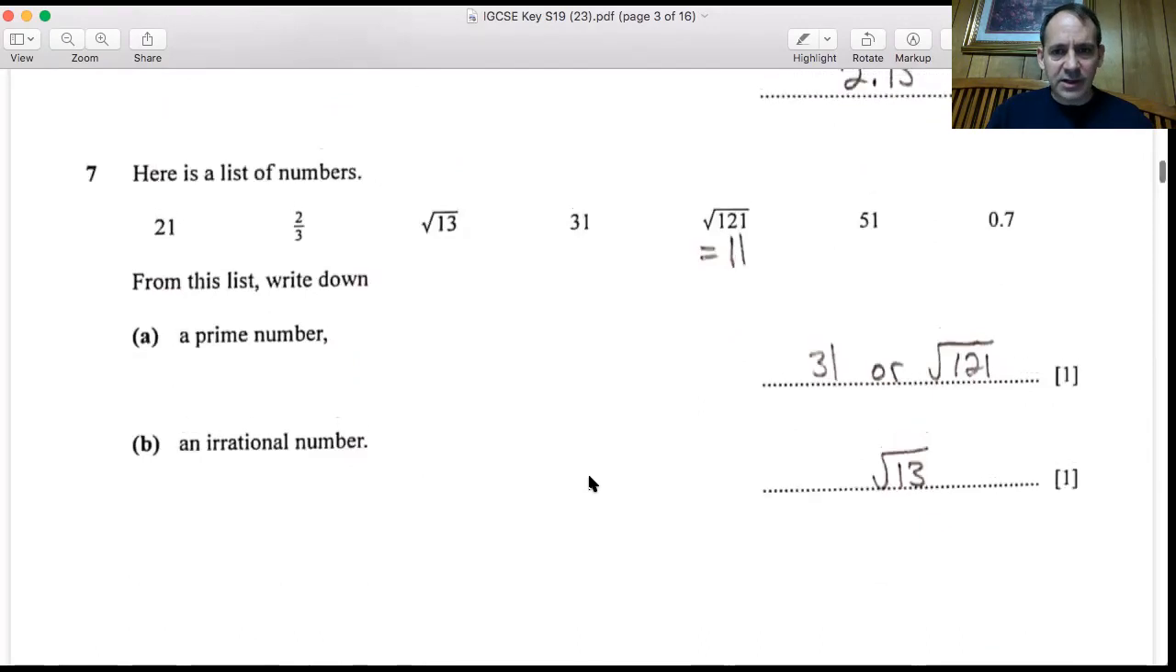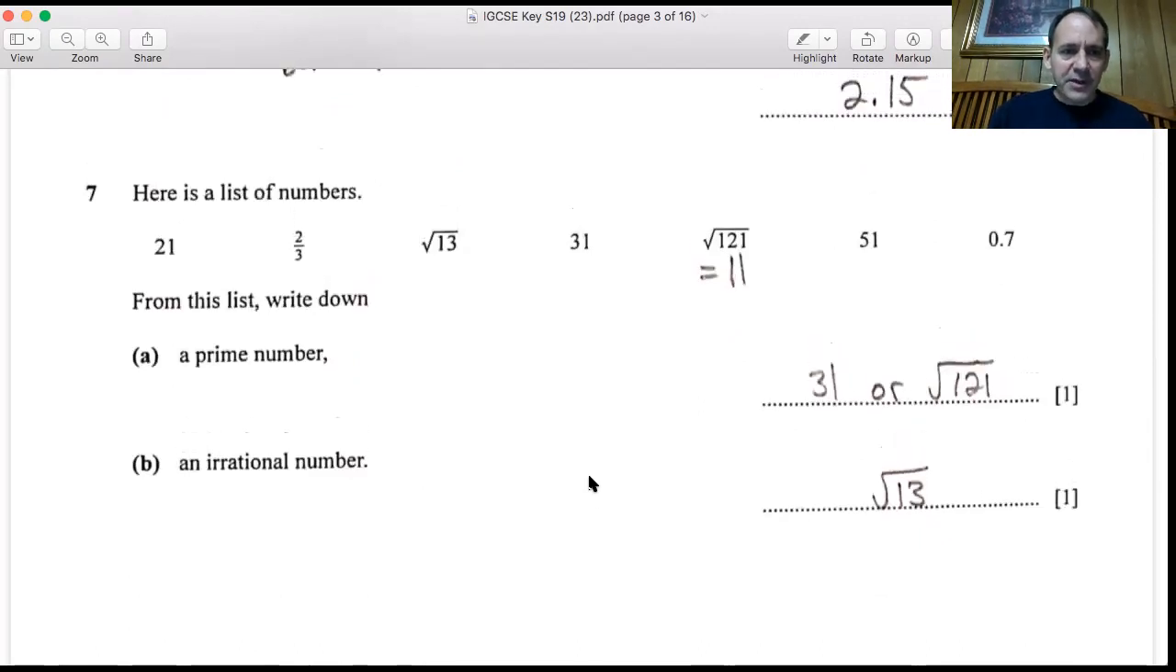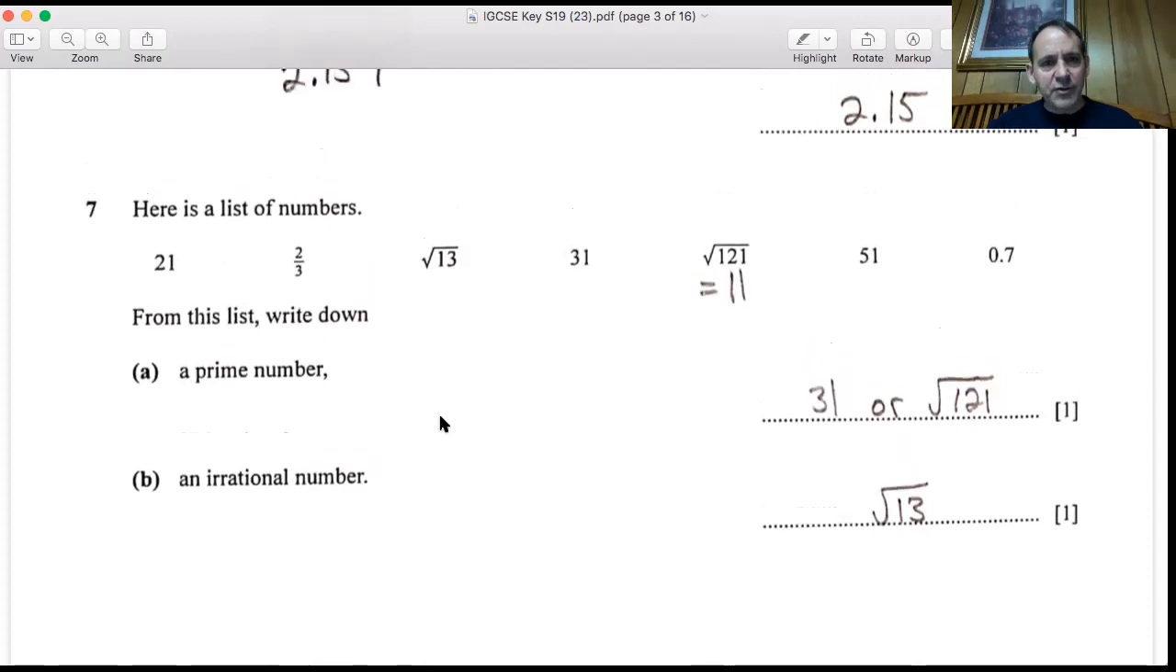Number 7, here's a list of numbers. From this list, write down a prime number. A prime number is only a number where it and itself can divide into it. And so that would be 31, and also the square root of 121, which is 11. 11 is prime, and 31 are both prime numbers.